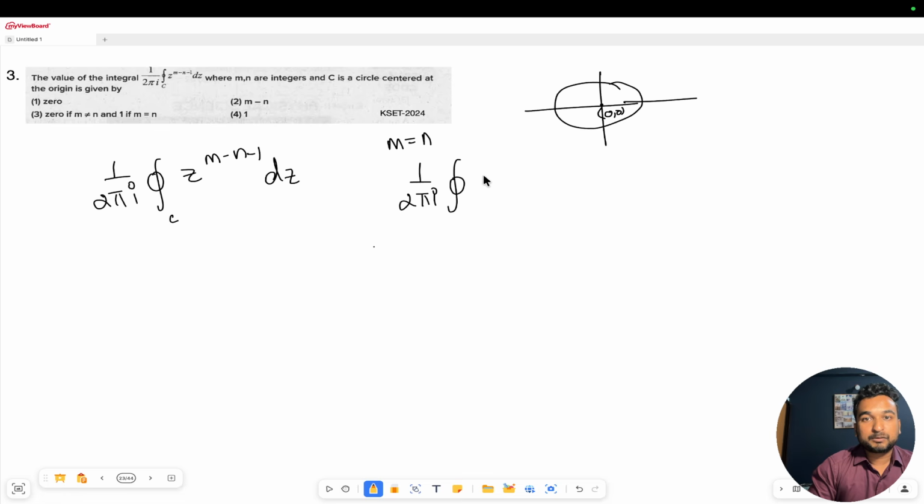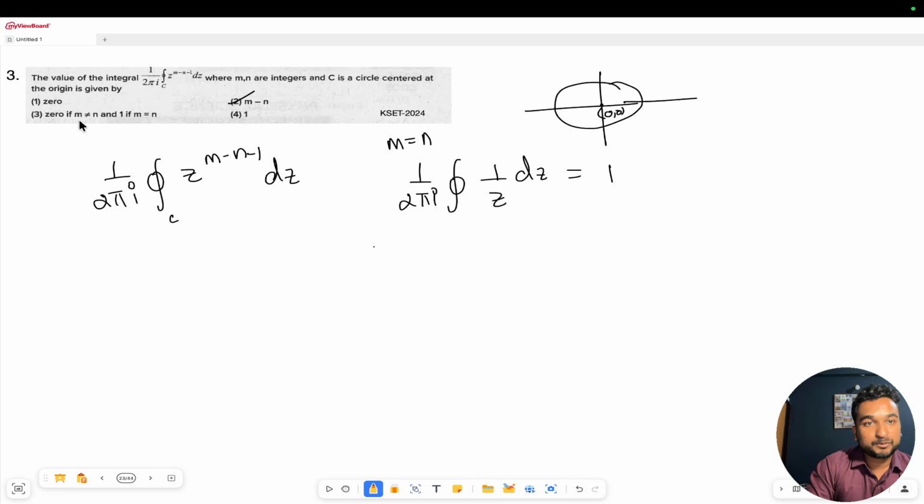Okay, so what will be that? M equals n means the power will be 0, so 1 upon z, z to the power minus 1, so this value will be 1. Okay, so it will be non-zero if m equals n. And it will never be this m minus n, because it has to be the coefficient. It will be equal to 1 only when m is equal to n. But this option C satisfies both.